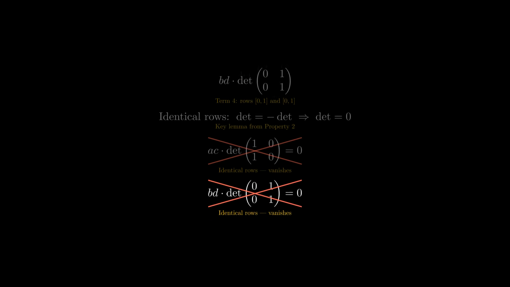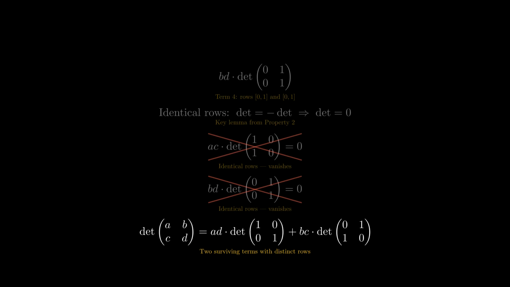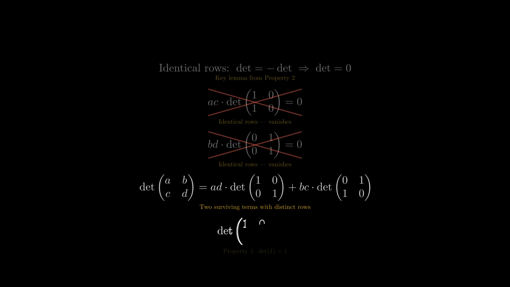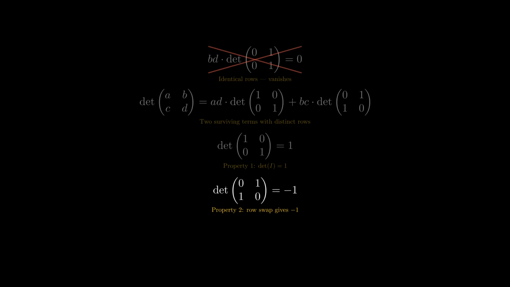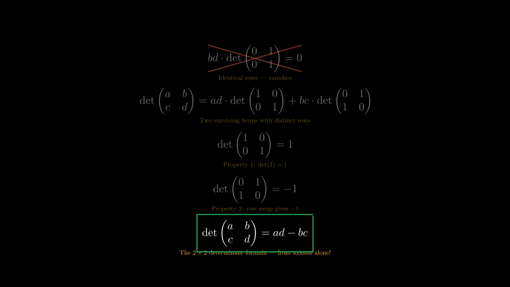2 terms survive. The first surviving term is A times D times the determinant of the identity matrix. The second surviving term is B times C times the determinant of the swap permutation matrix. Now we apply our axioms to evaluate these. Property 1 tells us the determinant of the identity is 1. Property 2 tells us that swapping the rows of the identity flips the sign, giving negative 1. So our final result is A times D times 1 plus B times C times negative 1, which gives us AD minus BC. The famous 2 by 2 determinant formula emerges purely from the axioms alone.